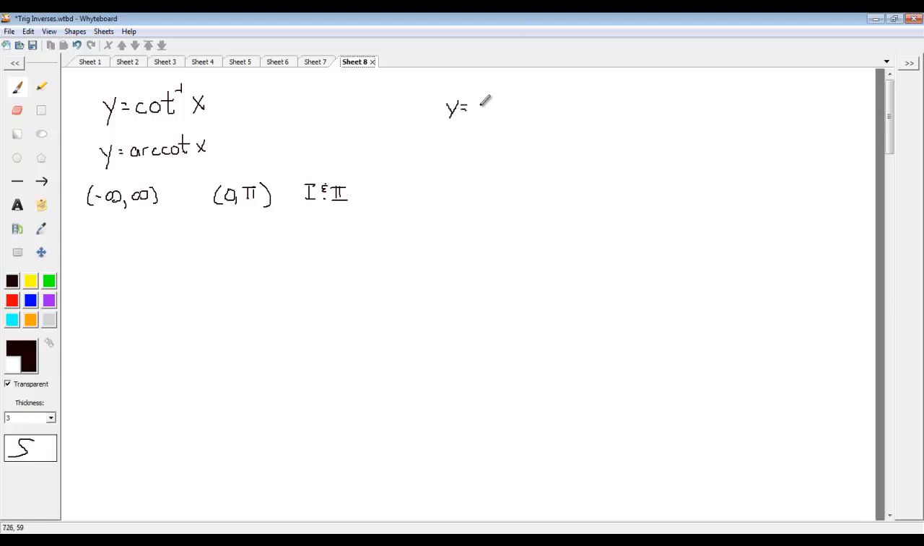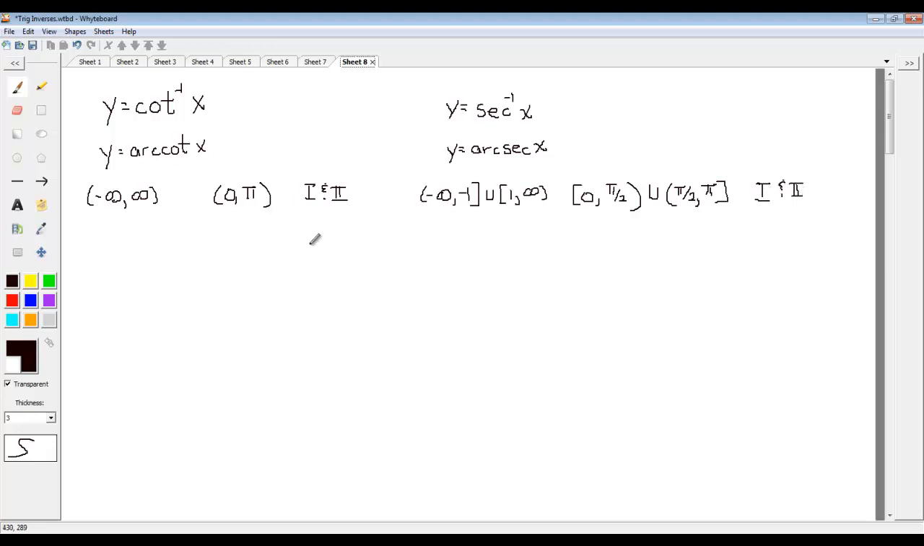For inverse secant, you got negative infinity to negative 1, union 1 to infinity. You got 0 to pi over 2, union pi over 2 to pi. And you're dealing with quadrants 1 and 2. And then for inverse cosecant, you're dealing with negative infinity to negative 1, union 1 to infinity, and negative pi over 2 to 0, union 0 to pi over 2, in quadrants 1 and 4.